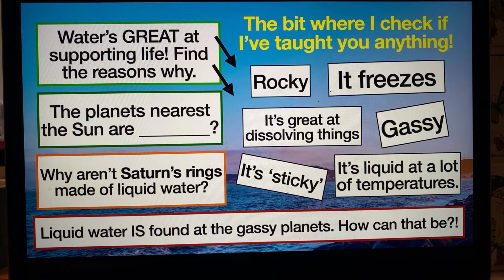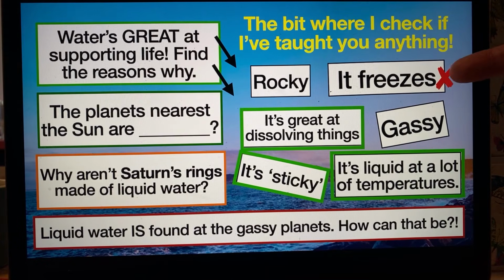Water is so good at supporting life. Why is it? Well, partly it's really good at dissolving things. So that makes possible the chemical reactions that life needs to do, which is very good. Also, it's sticky, so it can go up the stems of plants. Also, it's liquid at a lot of temperatures, which is really good. I didn't say it freezes, because everything turns into a solid, everything freezes if you get it cold enough. So that's not a special thing that water can do. But if you put that, then it is really handy for us to have ice on planet Earth as well.